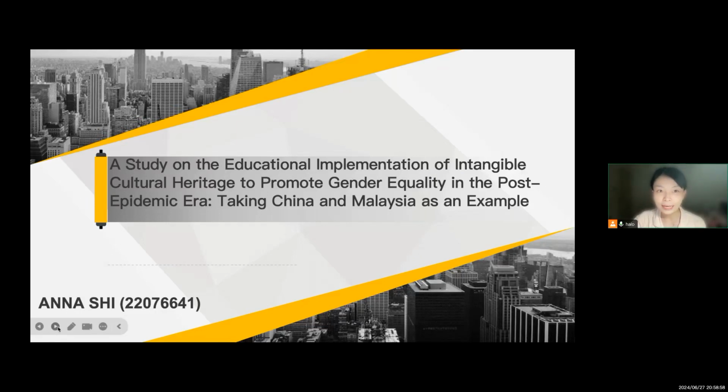So today's topic is a study on the educational implementation of intangible cultural heritage to promote gender equality in the post-epidemic era, taking China and Malaysia as an example.